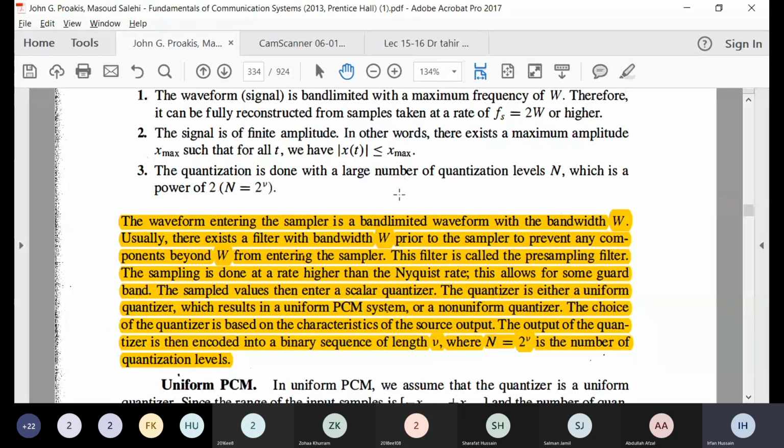Third thing, we have a large number of quantization levels, say 8, but the number of levels has to be a power of 2, so that you can represent them in a good binary representation. It could be 2, 4, 8, 16, 32, but largely 256 or greater values are used for the number of quantization levels.